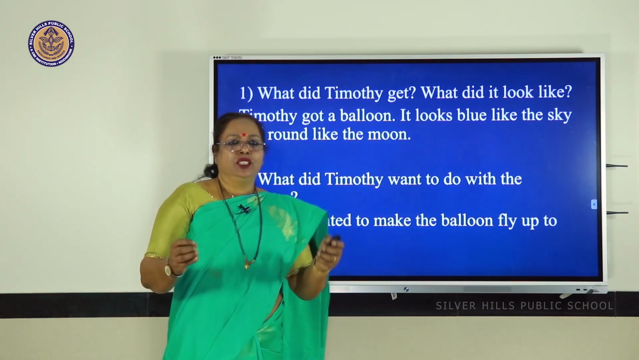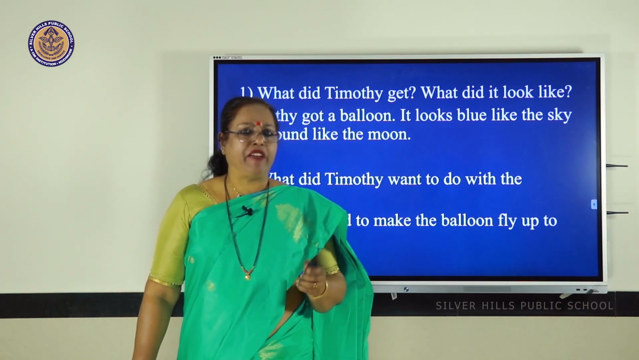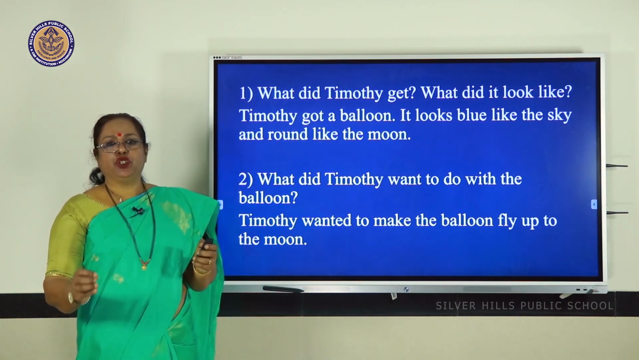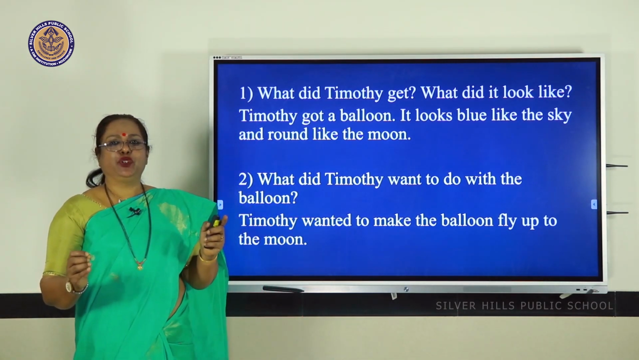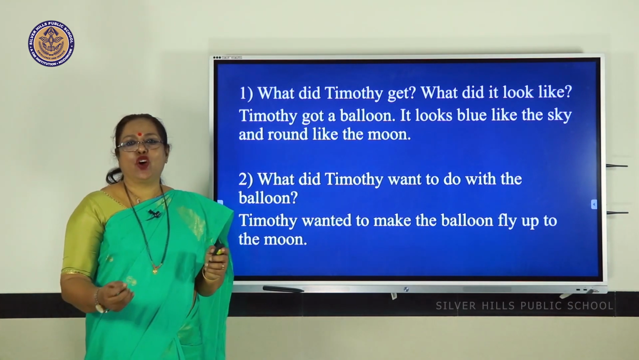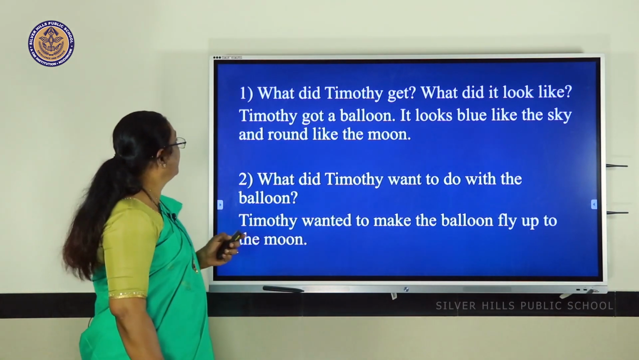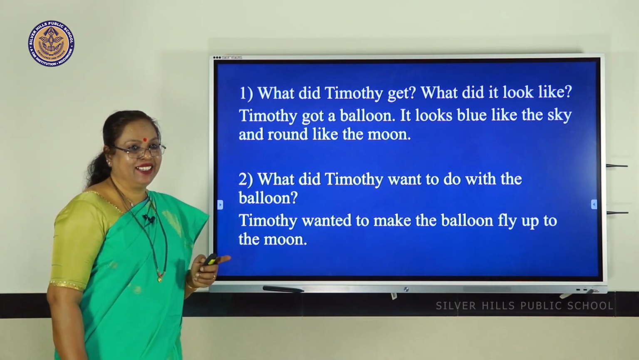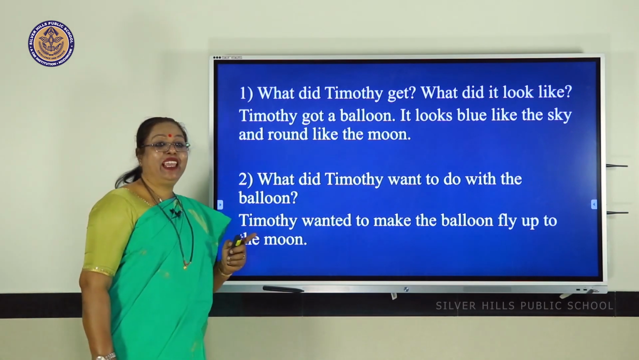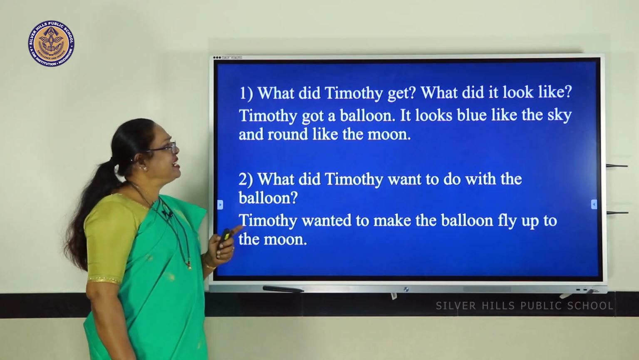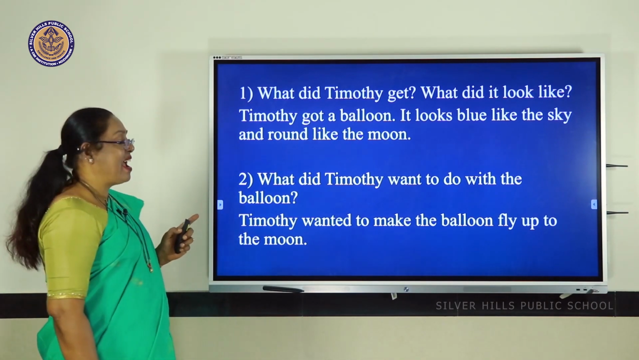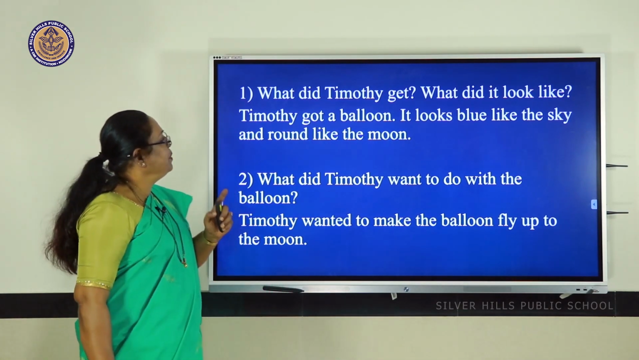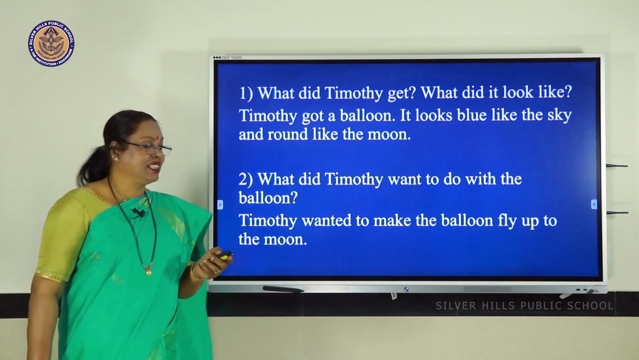Now, to know whether you have understood this poem I have explained to you, children, let us discuss the important points that you should know to understand and appreciate this poem. I'll ask some comprehension questions for you. What did Timothy get? What did it look like? You all know the answer, I know. Timothy got a balloon. It looks blue like the sky and round like the moon.